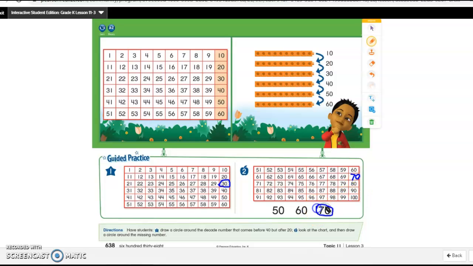See how it really helps you to have those tens numbers down pat. If you have those 10 numbers in your head, you know, 10, 20, 30, 40, 50, 60, 70 comes next.